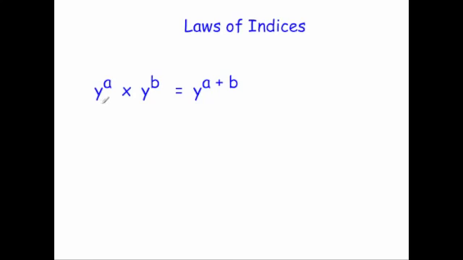So, first law of indices: y to the power of a times y to the power of b is equal to y to the power of a plus b. So you add the powers together, and this only works if you've got the same base number, so y and y. Okay, let's have a look and see why that works.